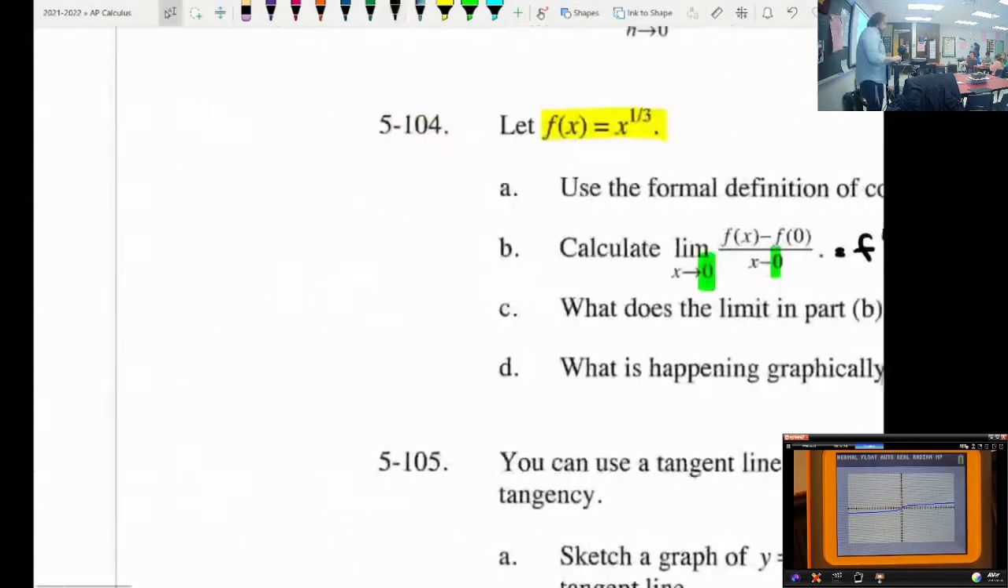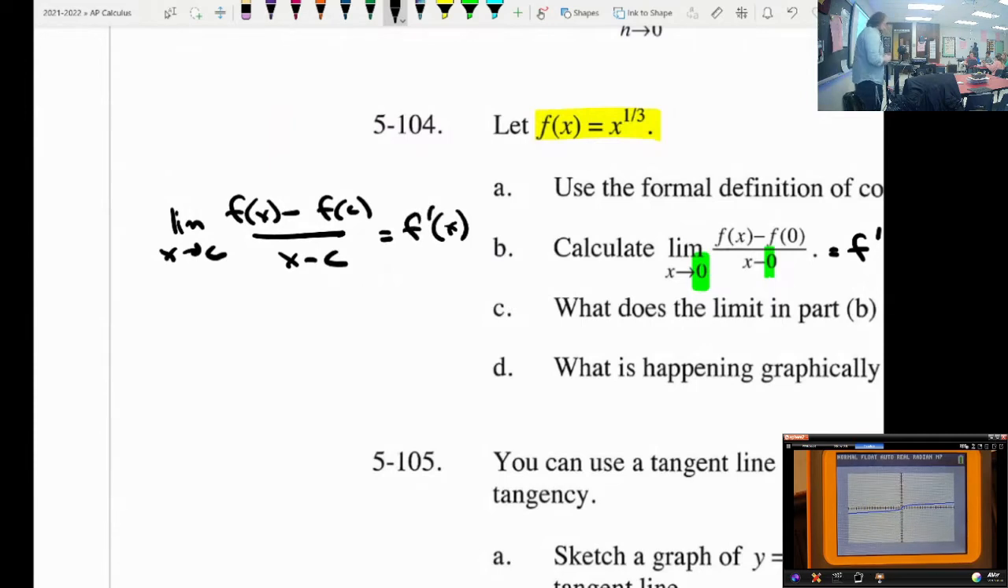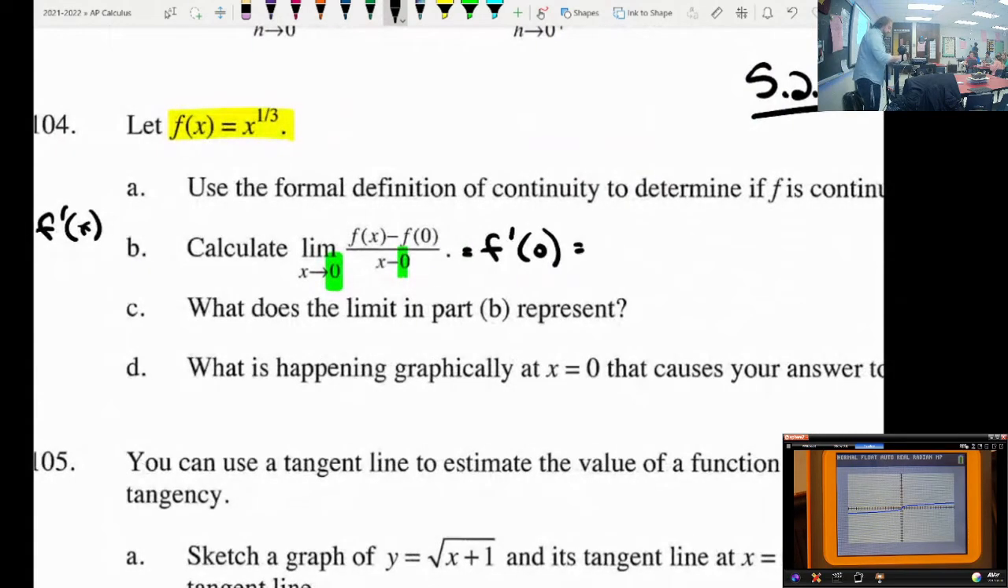If you think about it for a moment, the secondary version of the formal definition of a derivative says limit as x approaches c of f of x minus f of c over x minus c. In this case, we are looking for c equaling 0, and so that's the f prime of 0. Which in this case is going to be 0 also, but we'll at least take a look at the derivative. F prime in this case is 1/3 times x to the negative 2/3 power.